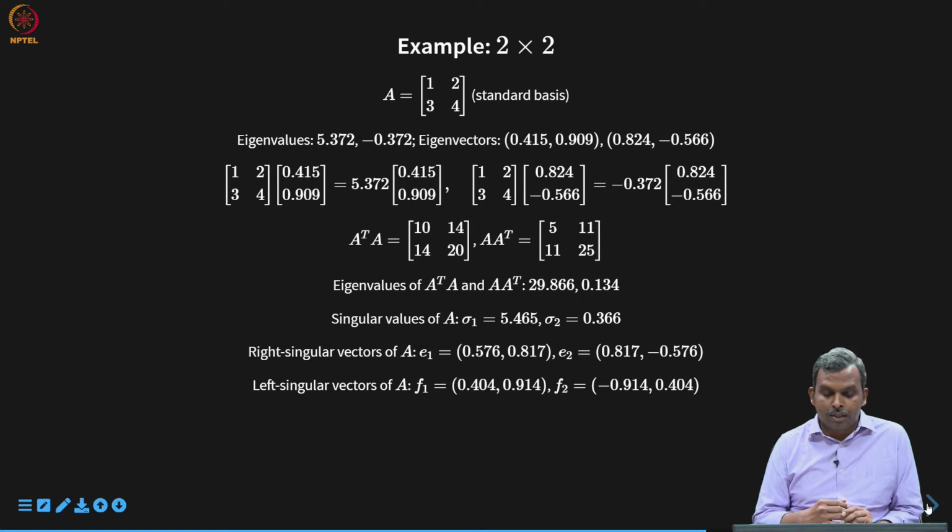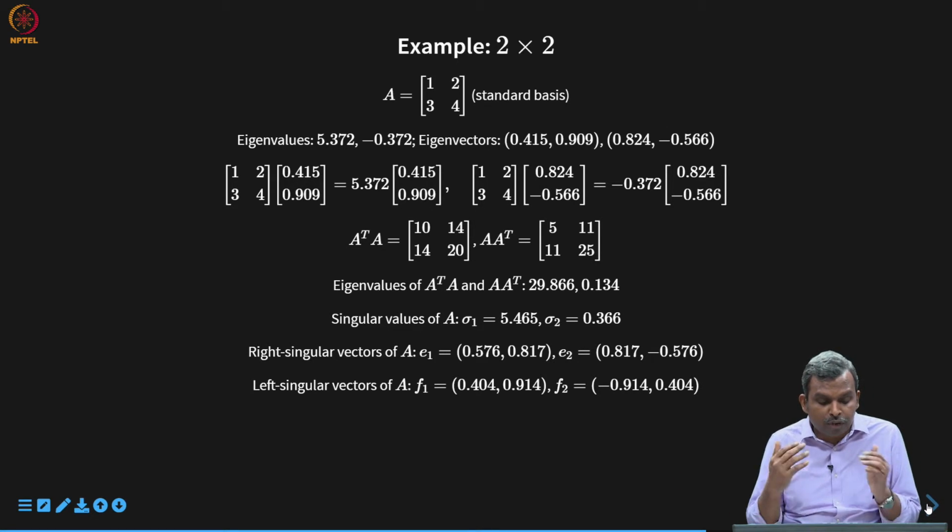Okay. So, once you have the eigenvalues of say A transpose A, I can find the singular values. Singular values is simply the square root of the eigenvalues. So, you take square root of 29.866, you get 5.465, square root of 0.53134, you get 0.366. So, that is the singular value. It is typical to denote singular value with this sigma, okay, sigma 1, sigma 2 in that sequence, sigma 1 greater than or equal to sigma 2, etc.